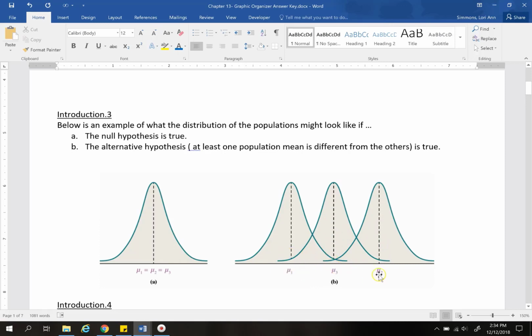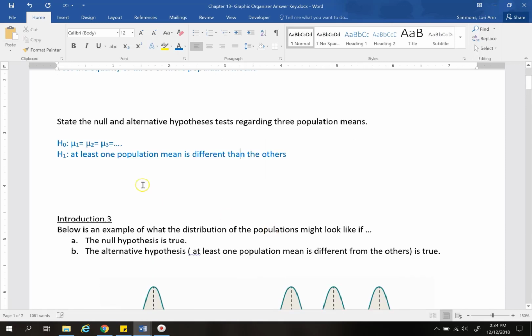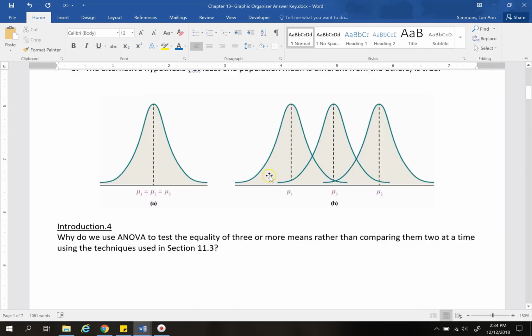For example, mu1 could equal mu3. So these two curves would be on top of each other, and mu2 would just be different. So remember, just one of the population means has to be different.